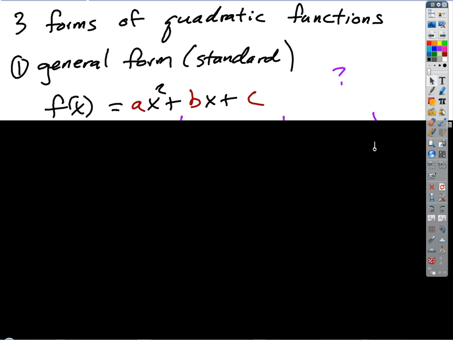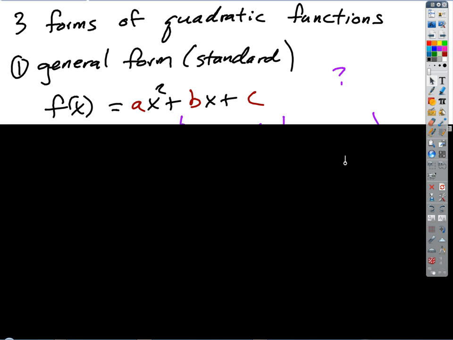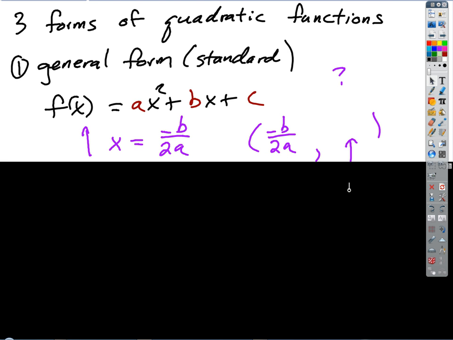x equals negative... what was it? Negative b over 2a. Not quite the same as what was said, but in the ballpark.